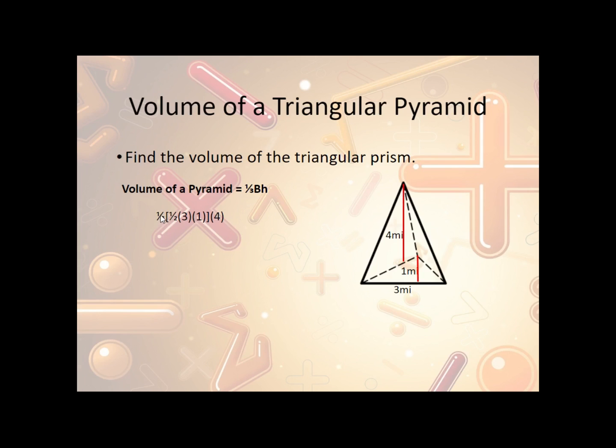So we multiply this out: 1/3 times 1/2 times 3 times 1 times 4. And we get 2 as our answer. Because 1/2 of 3 is 3/2, times 1/3 is 1/2. And then 1/2 times 4 is 2. So that would be our answer. Again, don't forget your units. It's in miles, so it becomes miles cubed because it's volume. So it's 2 miles cubed.